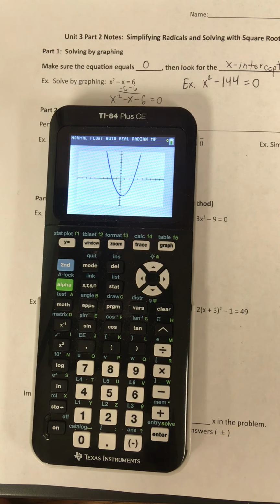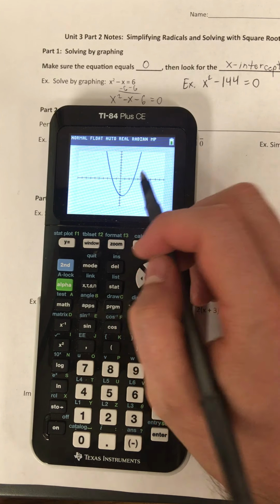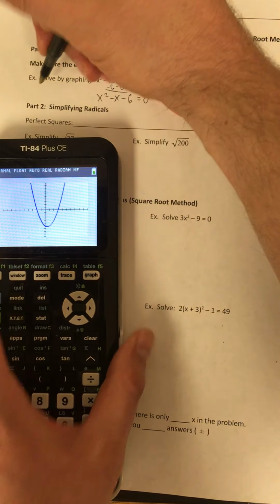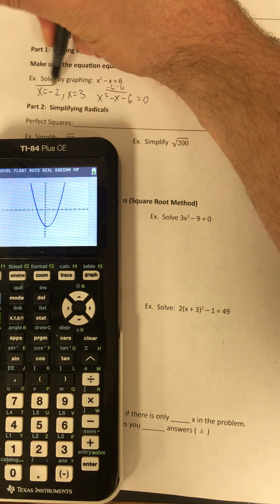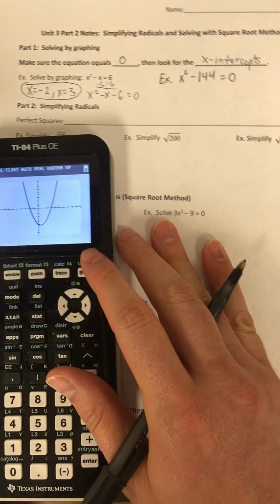I'm just looking at where it touches the x-axis. It looks like it's touching right here at -2 and at +3. So the answers for number 1 would be x equals -2 and x equals +3. Those are the same answers I'd get if I factored it.